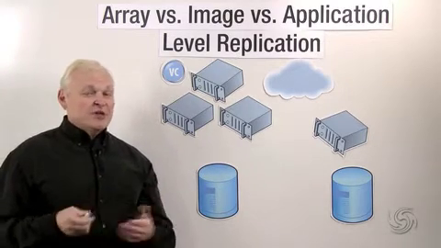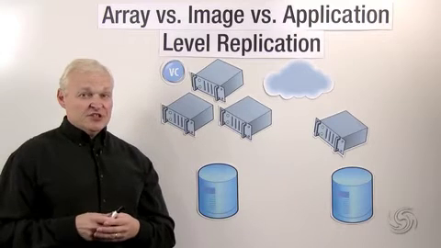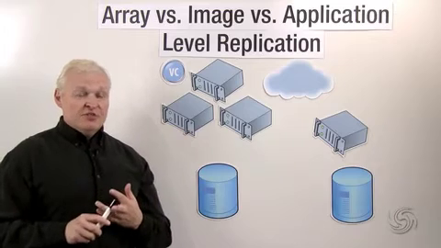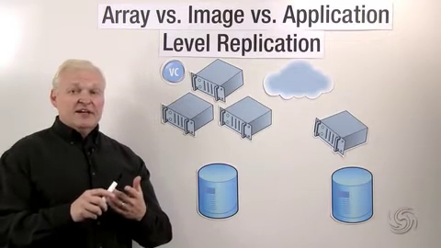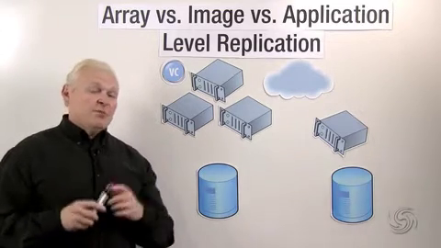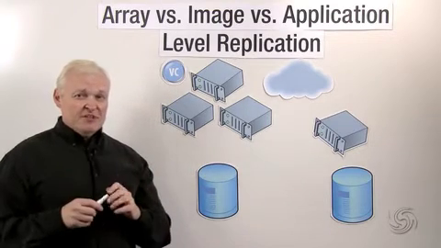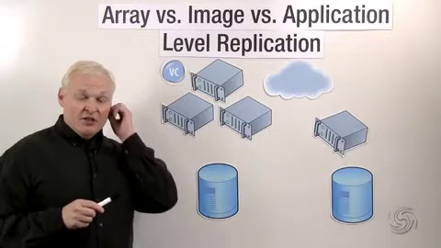There's really three different basic types of replication. One is an application-based replication. The other is an image level based replication. And then finally array-based replication, which may be one of those that you're a little bit more familiar with. So we'll talk a little bit about the advantages and disadvantages of all of those.